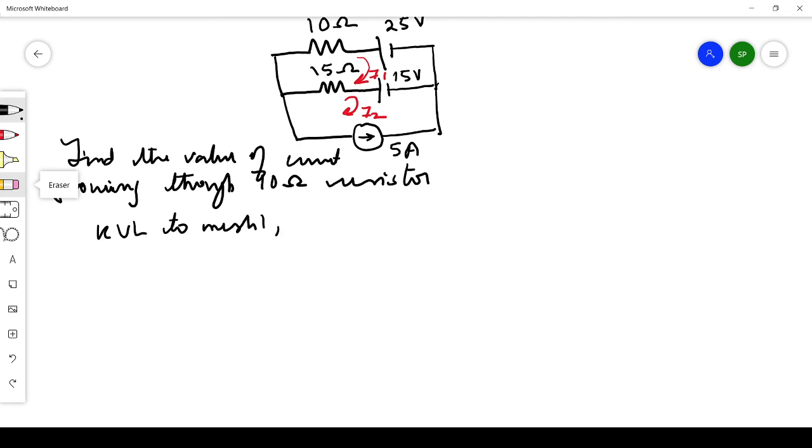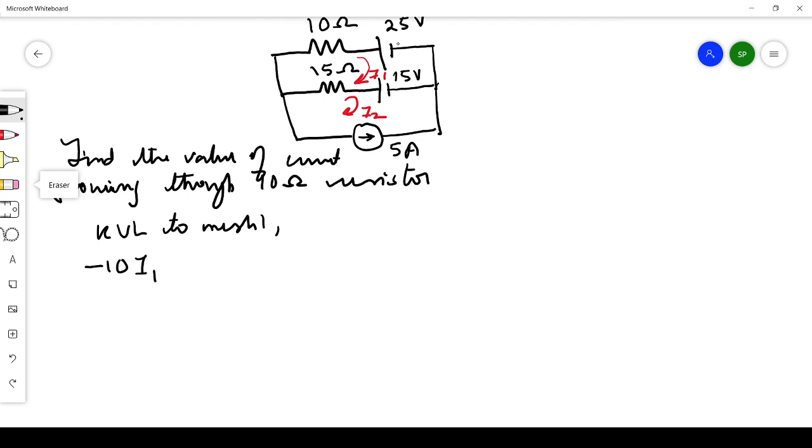What are the elements present in mesh 1? We have a 10 ohm resistor, then we have a 25 volt supply, then we have a 15 volt supply and a 15 ohm resistor. Okay, so in the 10 ohm resistor current I1 is flowing, and in the 15 ohm resistor we can see that both I1 and I2 are flowing. Okay, so we are writing the equation.